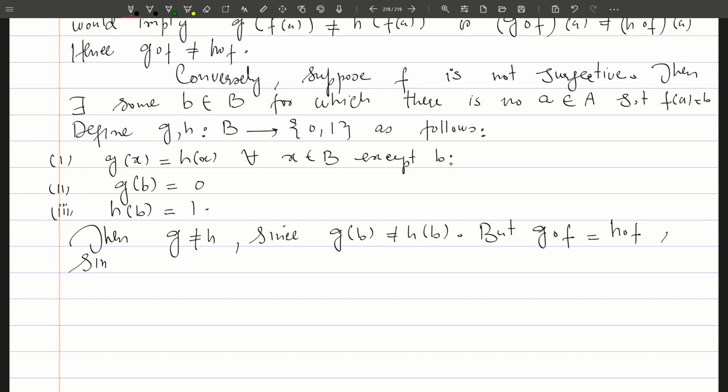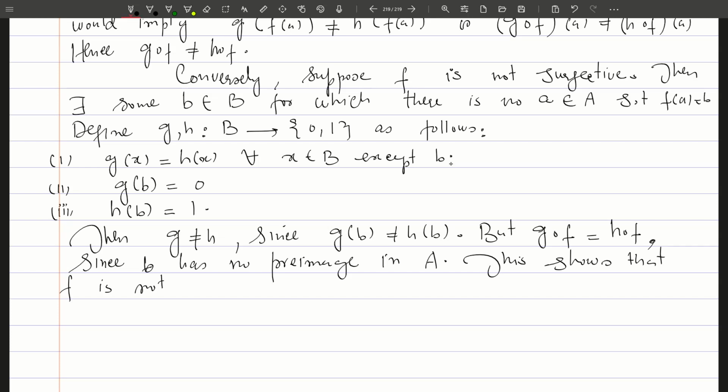since b has no preimage in A. So here, since G and H agree at all the points, we only had to worry about the point b. But knowing the fact that b has no preimage in A, we can easily say that these two maps are equal. So this means that F is not epi. So this shows that F is not an epimorphism.